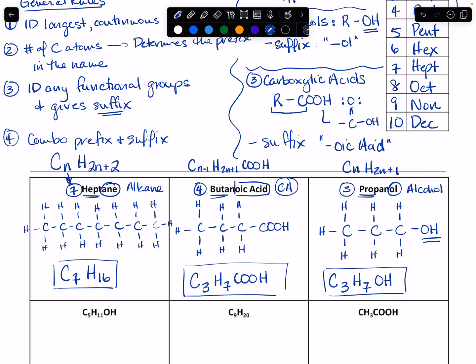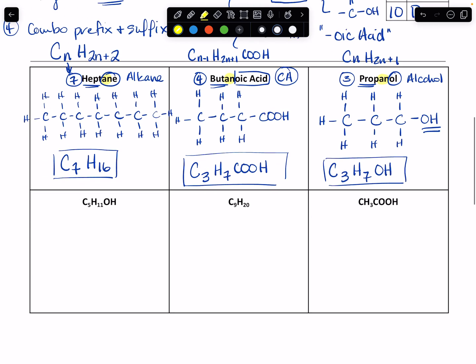Okay, now please note with all of these, this AN bit. All right, so all of the names are going to include AN. It's just if it ends in E, it's an alkane. If it ends in oic acid, it's a carboxylic acid. If it's in OL, it's an alcohol.